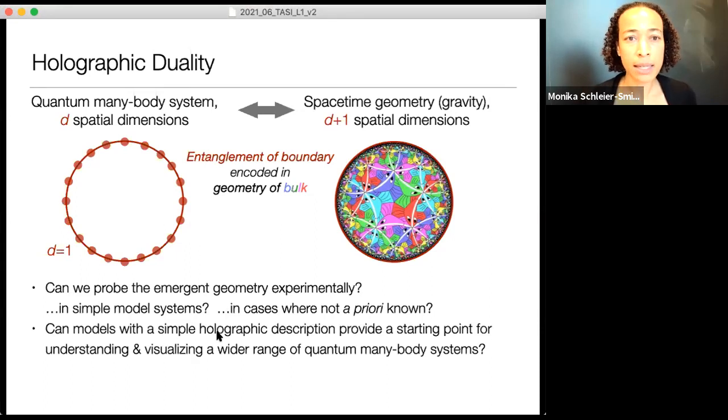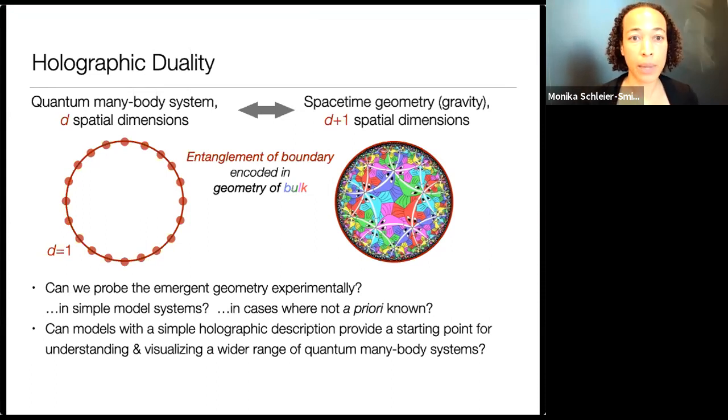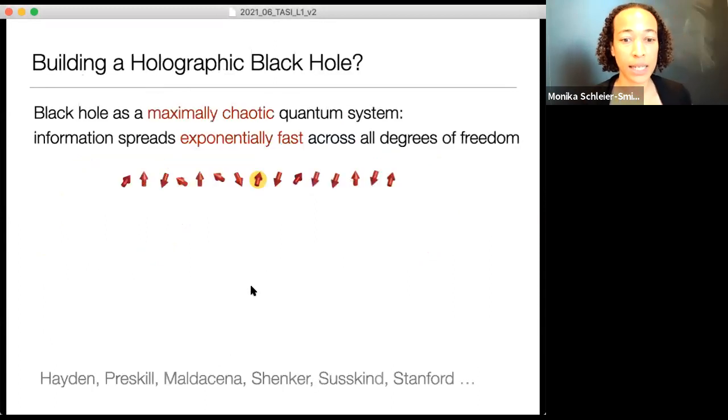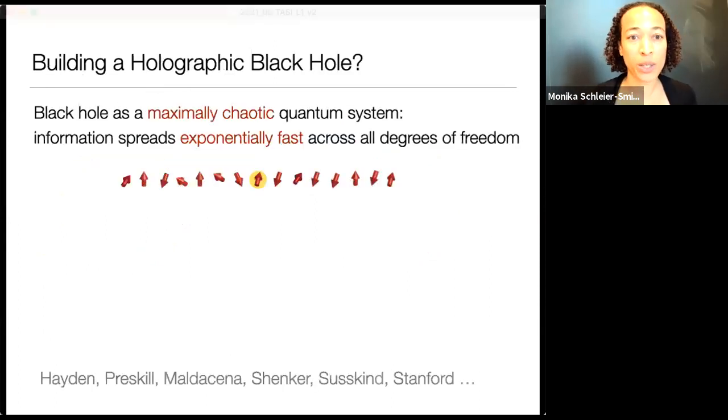And if that's the case, then maybe some conceptually simple models that have known holographic duals could provide a starting point for understanding and visualizing a wider range of quantum many-body systems. So my motivation to some extent is, what can we learn about quantum mechanics from using these ideas from gravity? So if you want to have a starting point, you'd like to have a system that's simple to think about on the gravity side.